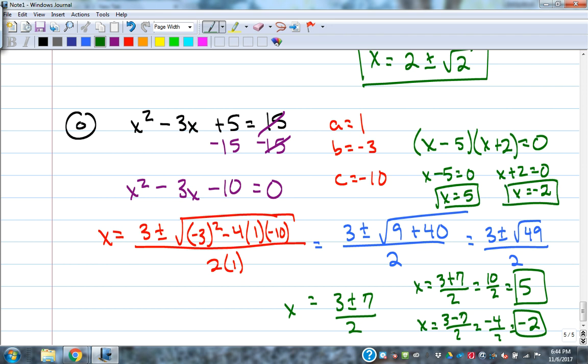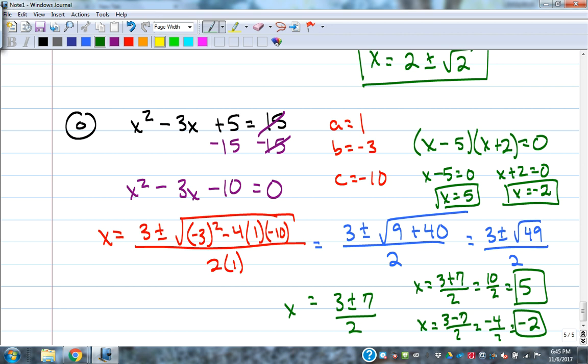Factoring works for this one, but quadratic formula works too. You could solve every stinking one of these with quadratic formula. It's a pretty powerful tool. Factoring's nice and it's fast. Square roots is nice and it's fast. But quadratic formula works every time. So sometimes it's better to have something that works every time than it is to have something that works fast.